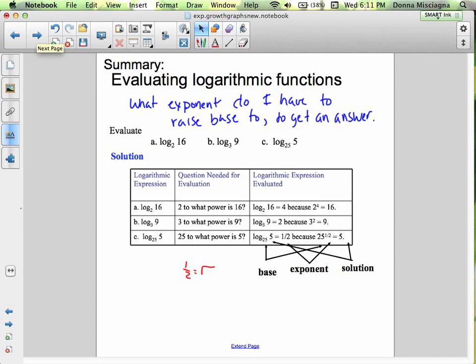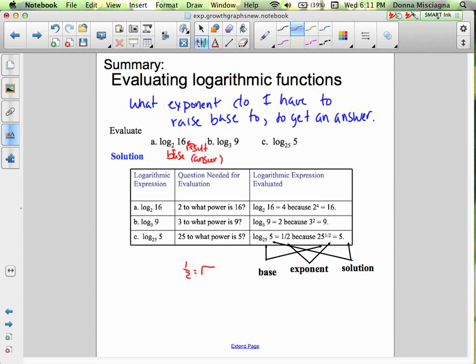All right, so when you're evaluating a log function, this is what you're going to ask yourself: what exponent do I have to raise my base to get that answer? And this is always your base. And you take a log of a result or an answer, however you want to call that. So the 2 here is the base, and the 16 is the result, and we're going to figure that out.